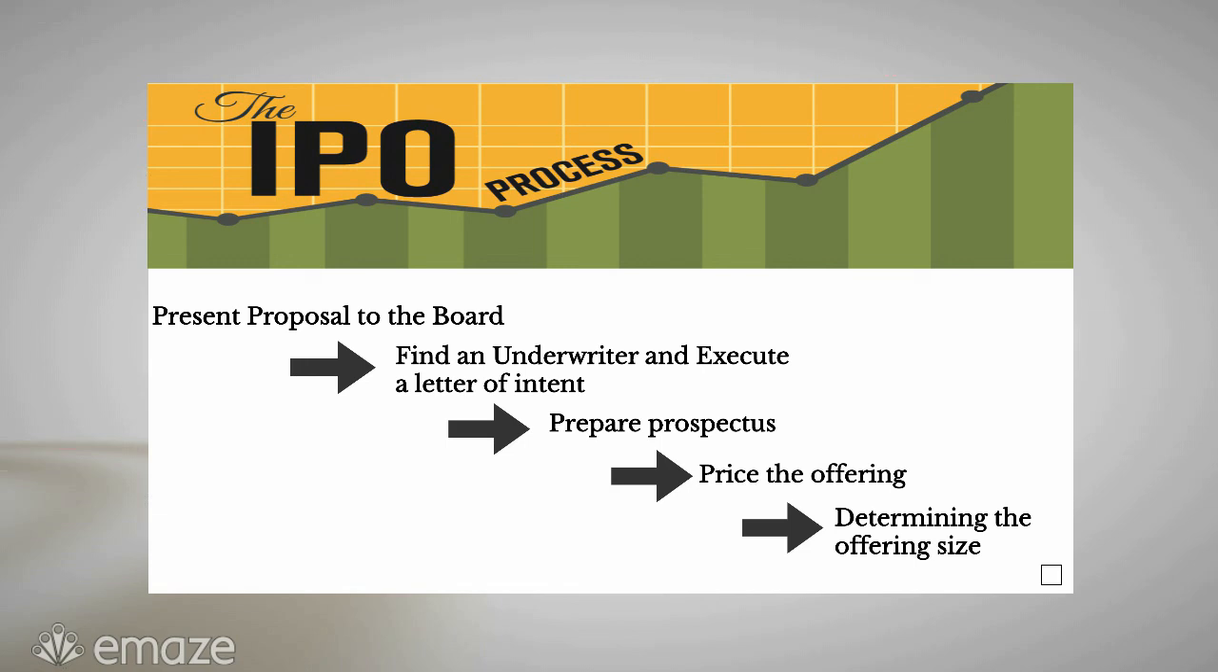So step 4 and 5 is to price the offering as well as determine the offering size. The offering price is the per share value of a stock. So in this stage of the IPO process, the underwriter analyzes numerous factors when attempting to determine the ideal price per share.